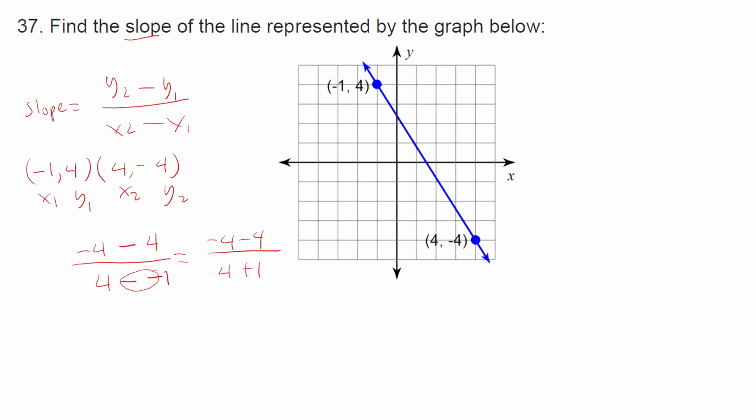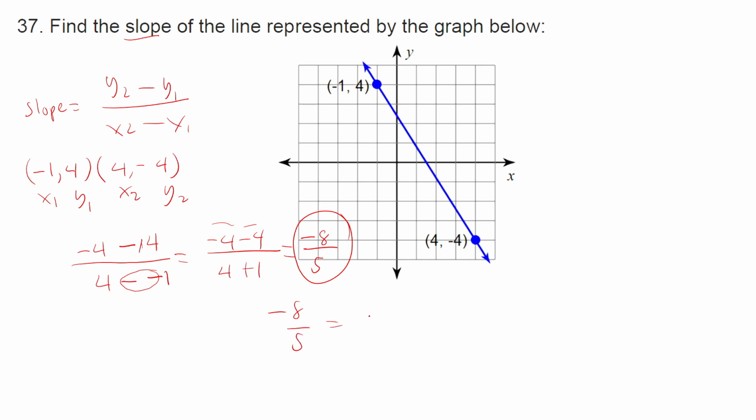Okay, next, let's continue with the numerator. What is negative 4 minus 4? It's like you have a debt of 4 and another debt of 4. All in all, you have a total debt of 8. And then what's your denominator? What's 4 plus 1? That's 5. And that's why your slope is going to be negative 8 over 5.